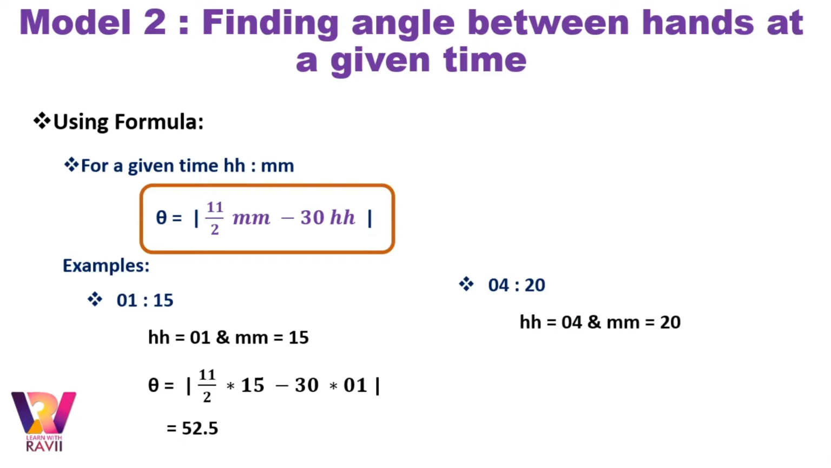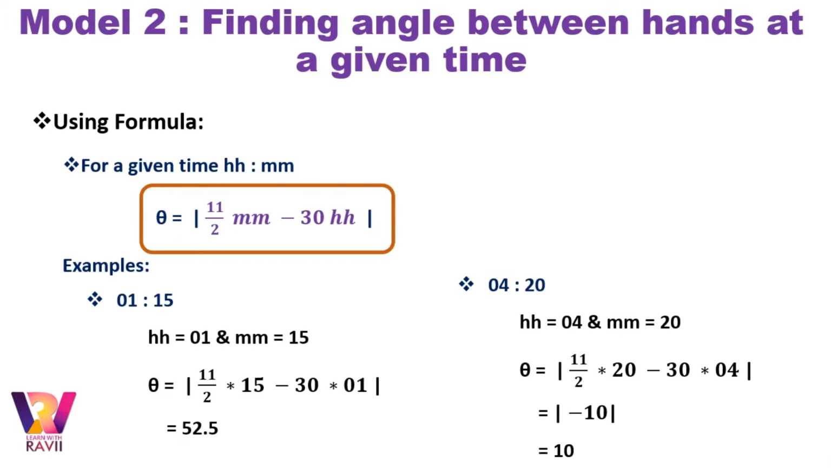We observe that the hours part is 04, the minutes part is 20. So plug in the value. It is 11 by 2 times 20 minus 30 times 4, and you get something called a negative 10. So 10 times 20, 11 by 2 times 20 is 110. 110 minus 120 is negative 10. But this negative 10 is enclosed in a modulo operator, so that results in a positive value, that is 10. So the angle between the hours hand and the minutes hand at 4:20 is 10 degrees.